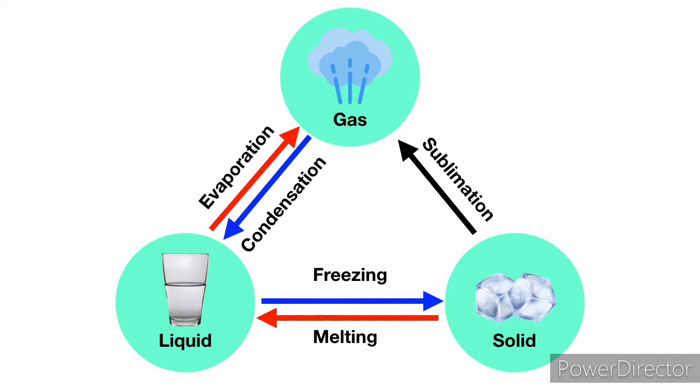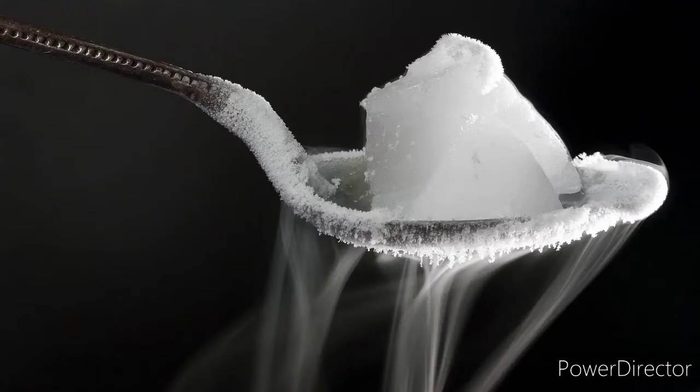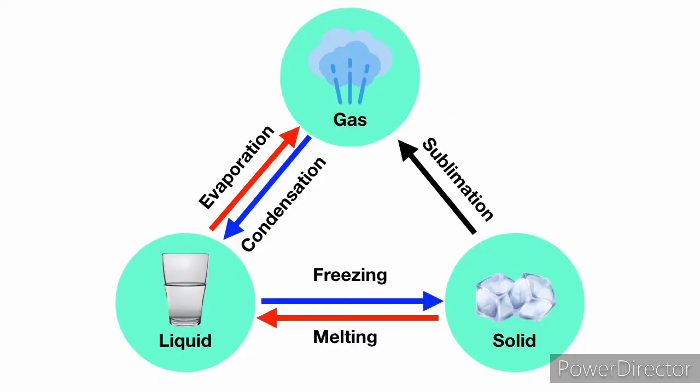Finally, here's one more. When you have a cube of dry ice, solid carbon dioxide, it turns straight from a solid into a gas. What is it called when a solid turns into a gas? Well, when a solid turns directly into a gas, it's called sublimation.